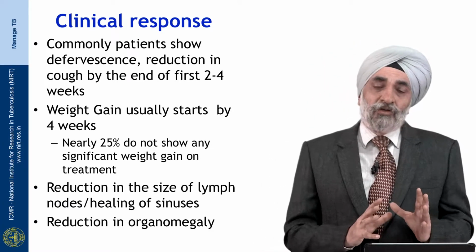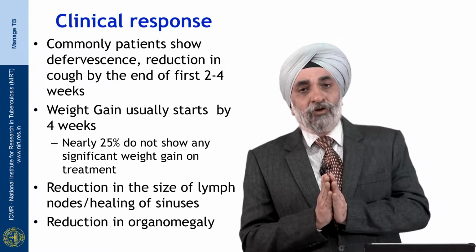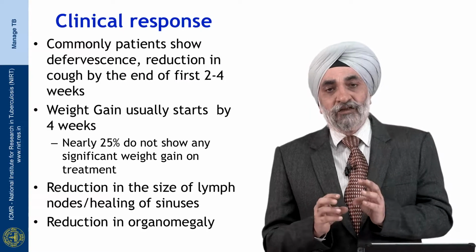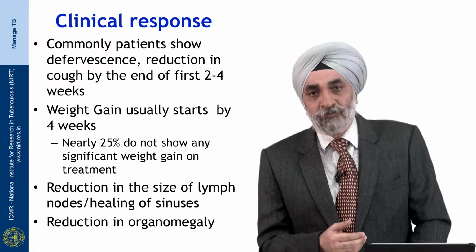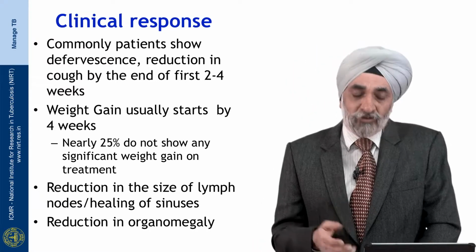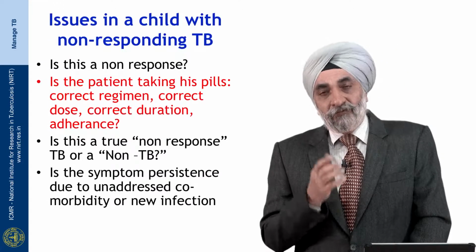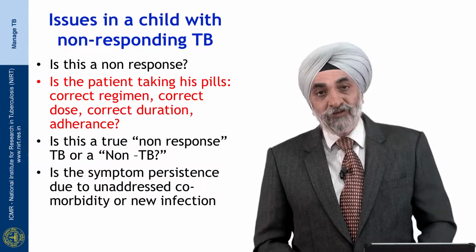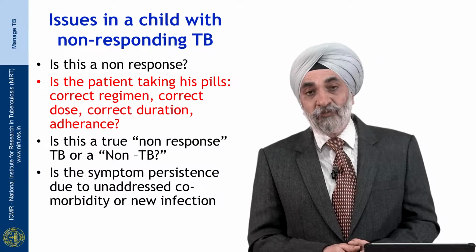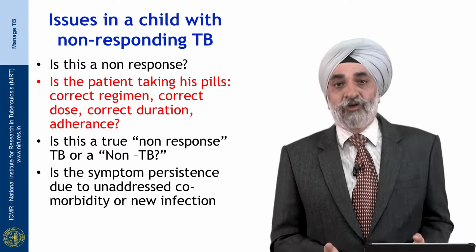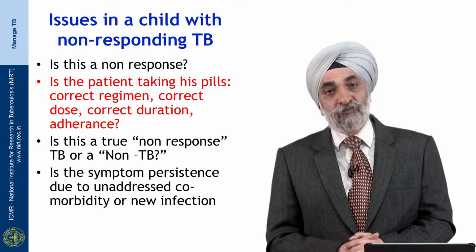So, this is how a child who is responding can be monitored, but it is also important to see how to analyze a child who is not following this pattern of response, what we call a child who is not responding to anti-TB therapy, or a non-responding TB. The first thing you need to know is whether this is a non-response. If we are looking for a decrease in cough, say, or improvement in breathlessness in 2 weeks, it may not happen. We just now discussed that it can take up to 4 weeks for symptoms to disappear.